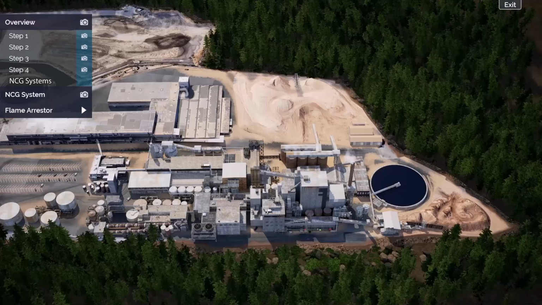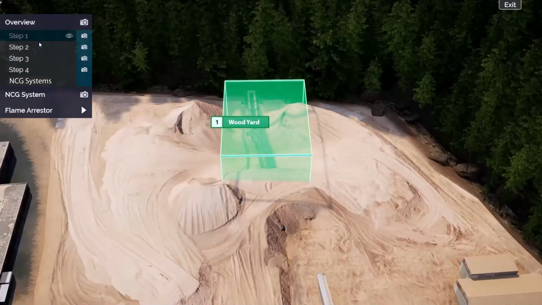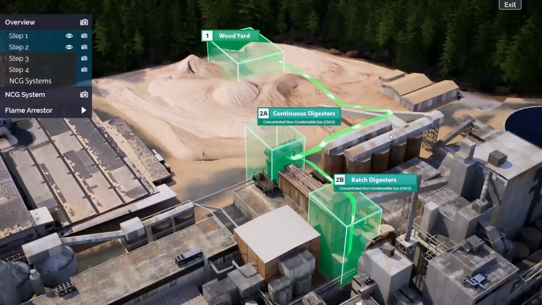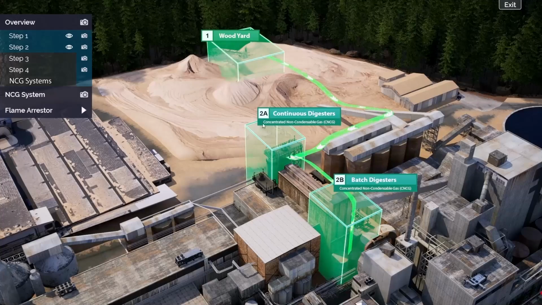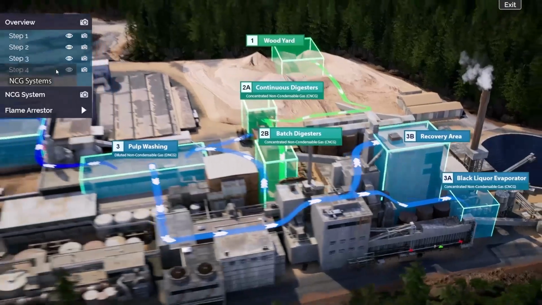So to begin with, we can walk through each step of this process, starting with the woodyard, where the wood chips are from here. The wood chips are taken to the digesters where they are treated chemically. After the digesters, the wood chips move on to the pulp washing facility where they're cleansed of the chemicals and then sent along to the paper machine.